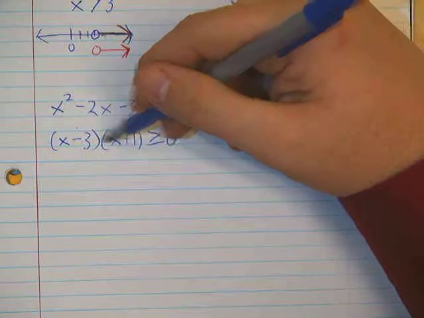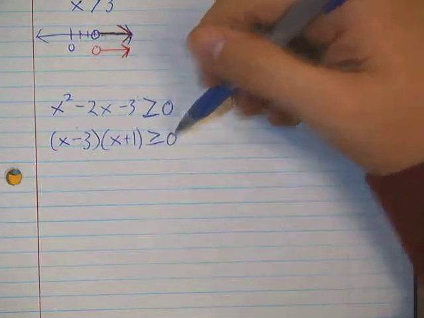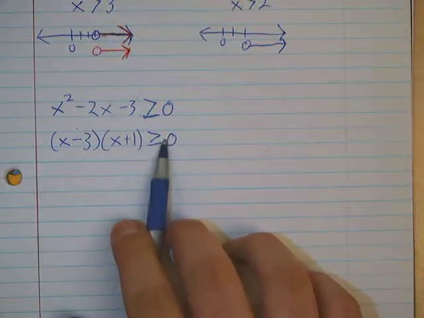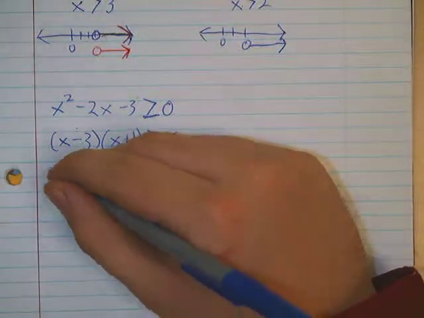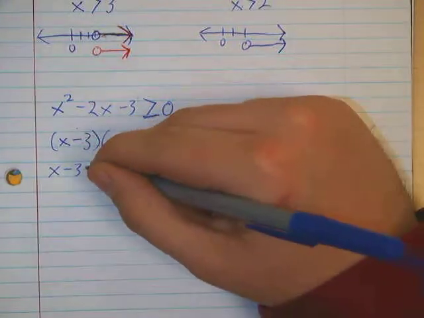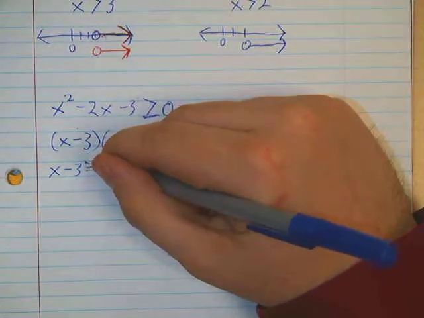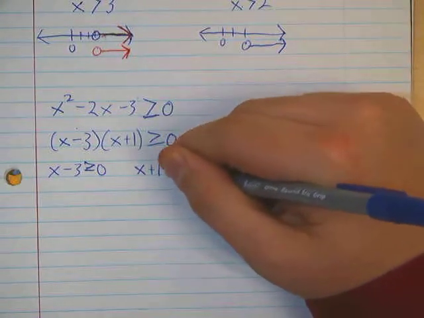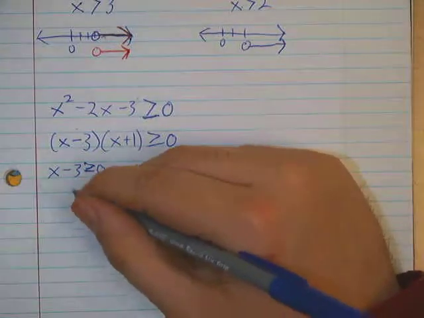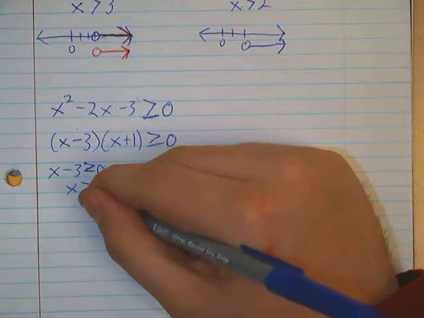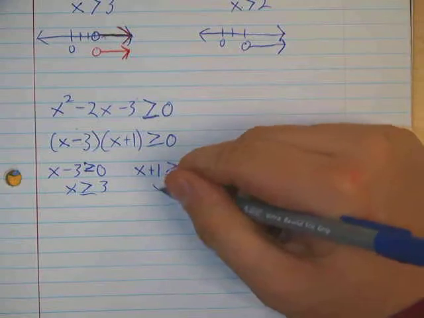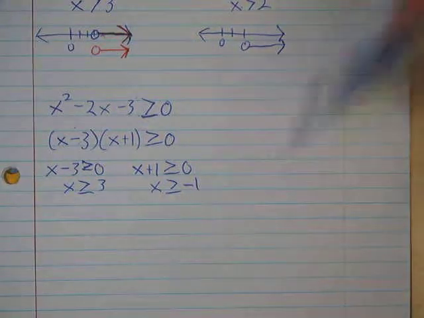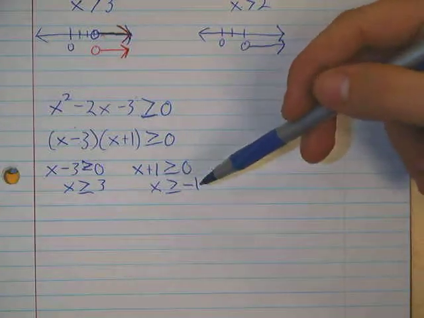So now what we need to do is check where both of these expressions are greater than or equal to 0. Just like you would if you were finding this equal to 0, you're going to take each expression and set it greater than or equal to 0. Solve each expression. x is greater than or equal to 3. x is greater than or equal to negative 1.